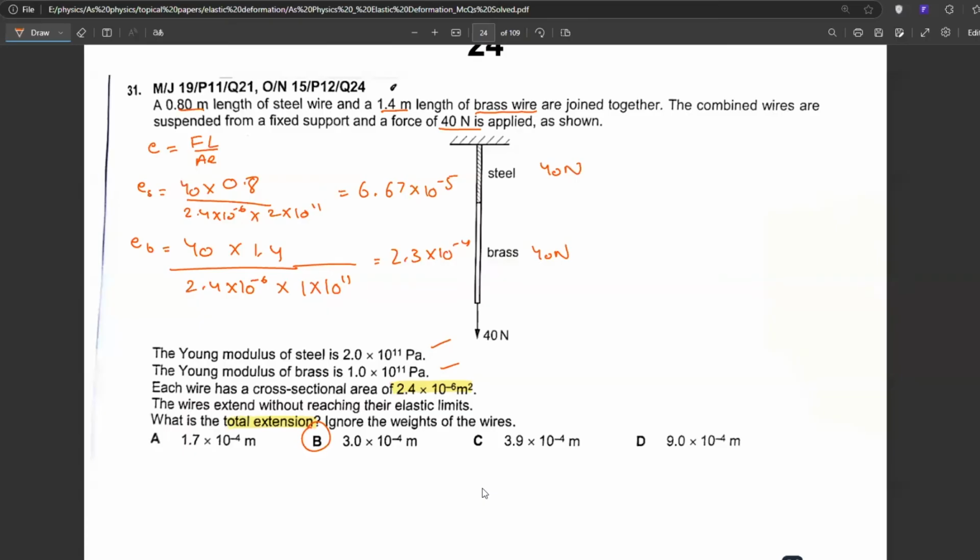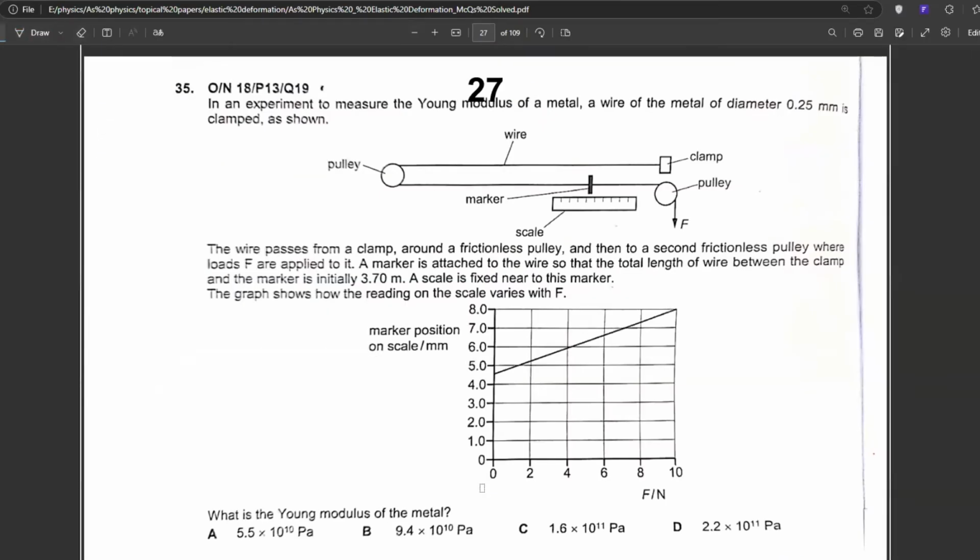Let's further move ahead. Okay, let's read this question out. In an experiment to measure the Young's modulus of a metal, a wire of diameter 0.5 millimeter is clamped as shown. The wire passes from a clamp around a frictionless pulley and then to a second frictionless pulley when loads F are applied to it. A marker is attached to the wire, so the total length between the clamp and the marker is 3.7 meters.